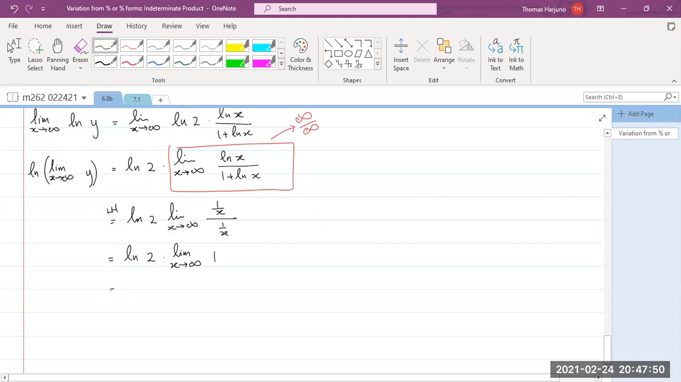So then it will be the limit of natural log of 2, while on the left-hand side, we have natural log of the limit as x goes to infinity of y. Canceling the log, I have the limit as x goes to infinity of that ugly expression, x to the natural log of 2 over 1 plus natural log of x, equals just 2.